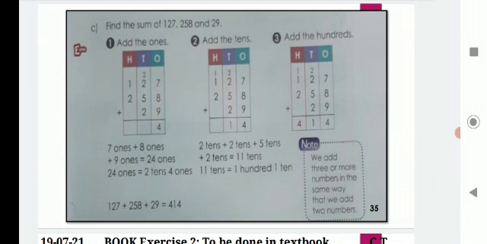So now at hundreds place I can see I have 3 digits, 1, 1 and 2. 1 as a carry, the next 1 already there, and 2 already there. So 1 plus 1 is what? 2. Now 2 plus 2 is what? 4. So we will write 4 in the answer. So we add 3 or more numbers in the same way that we add 2 numbers. So this is how we can add these 3 numbers, and the answer is 414.